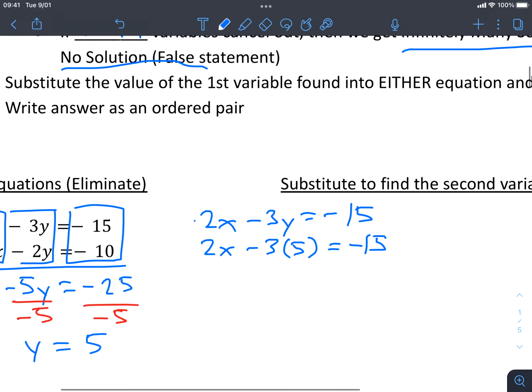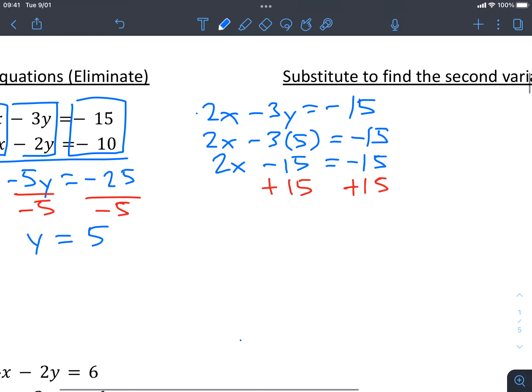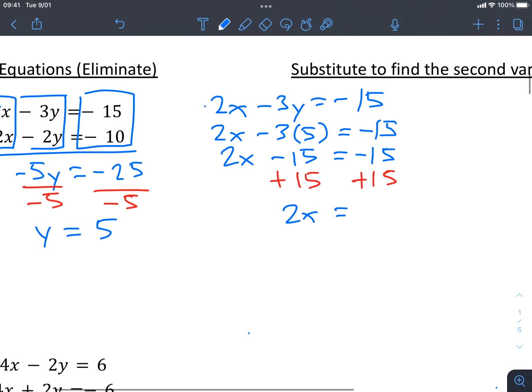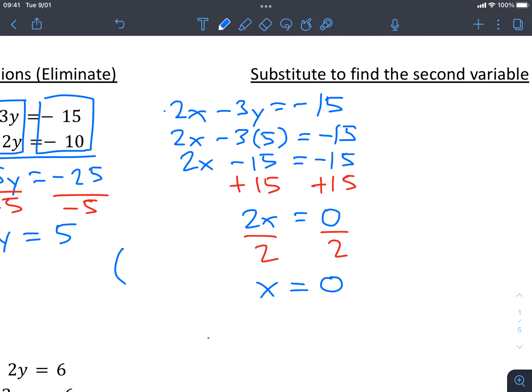So I'm going to do a little bit of simplification here. I get 2x minus 15 is equal to negative 15. And I'm going to add 15 to both sides to get the x by itself. So I end up with 2x is equal to 0. From there, I know that I can divide by 2 to get my x by itself because I'm multiplying, and x is equal to 0. So our final point is 0, 5. And that's what we want.